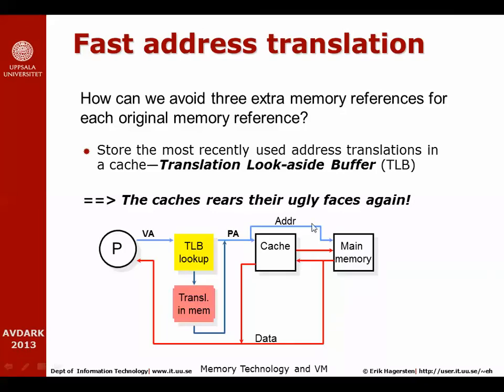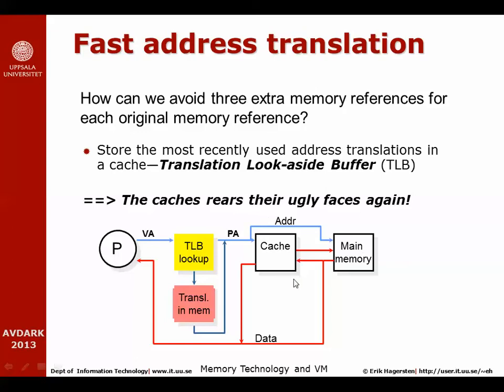So we have a simplified architecture. The processor, the CPU, will generate a virtual address. That virtual address is sent to this TLB, which is the cache where we can quickly do a lookup, where we store the most recently used translations from virtual to physical. And if you're lucky, then the TLB will contain the translation we're looking for, which means that it can quickly produce a physical address.